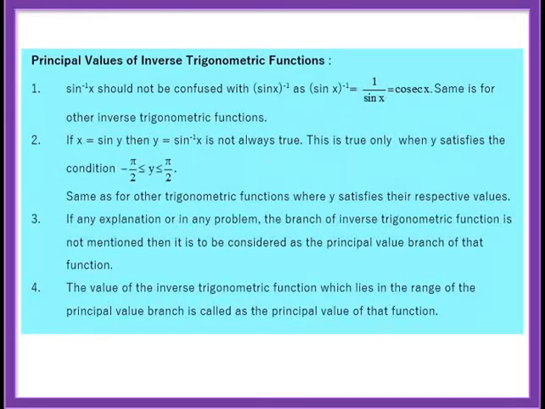Point number 4. The value of the inverse trigonometric function which lies in the range of the principal value branch is called the principal value of that function. Same thing.